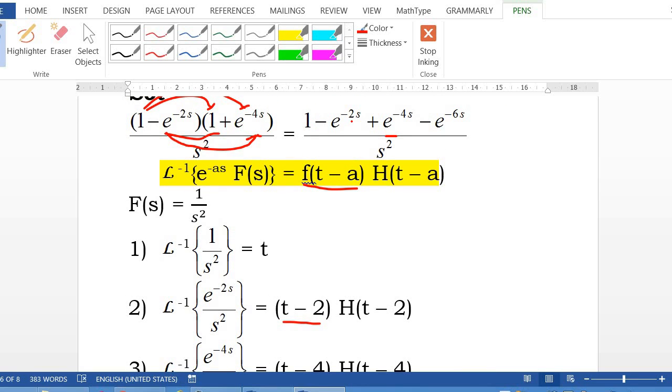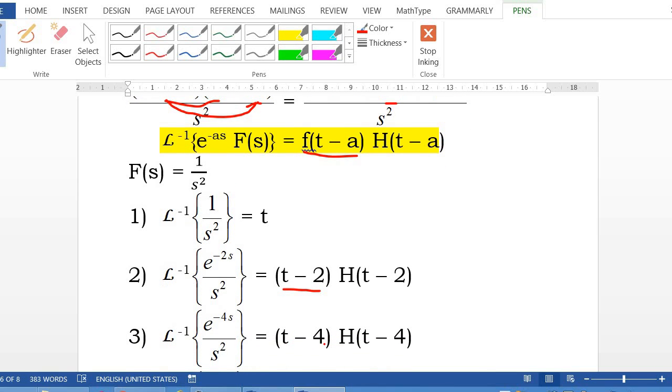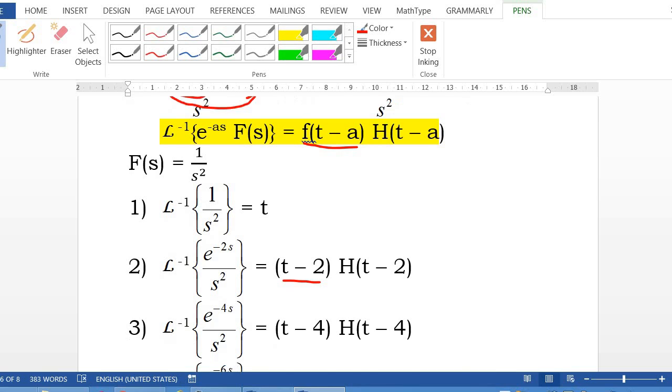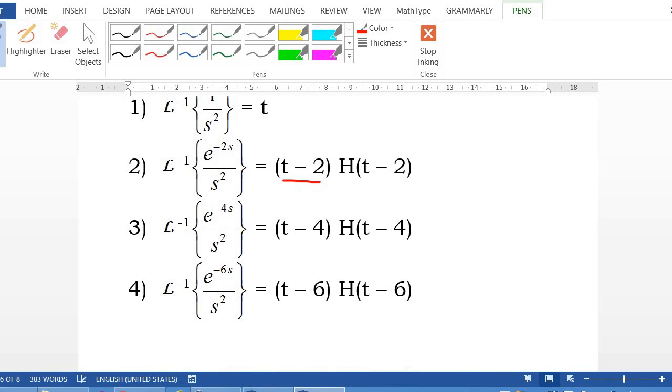Because the first term with inverse 1 over s squared, I have t. The second term, you need to apply the second shift property, where the F(s) is also 1 over s squared, and the f(t) is t, and the second term is multiplied by exponent negative 2s. The result is f(t minus 2) multiply h(t minus 2). So in f(t minus 2) here, t you change to t minus 2, times h(t minus 2). Similarly, the third term will be t minus 4, h(t minus 4). The fourth term, t minus 6, h(t minus 6).